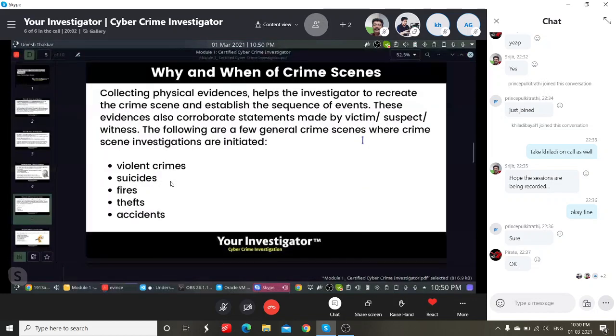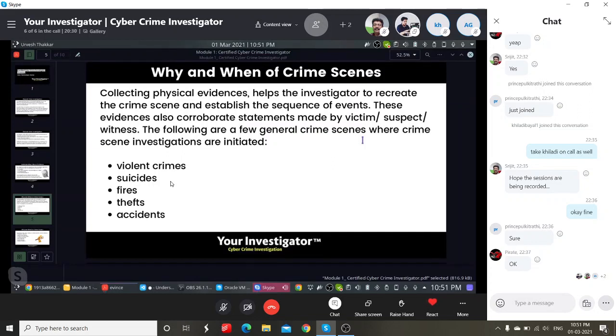Collecting: why and when of crime scenes. We'll understand why these steps are being conducted and when they are conducted. Collecting physical evidence helps the investigator to recreate the crime scene and establish the sequence of events. These evidences corroborate statements made by the victim, the suspect or the witness.